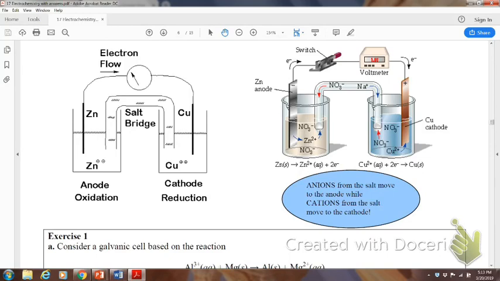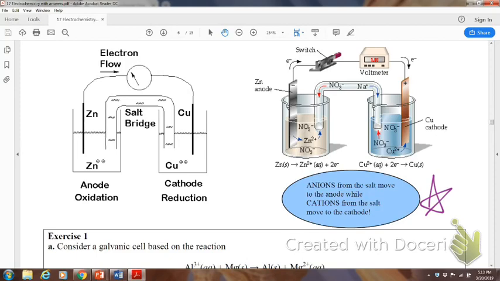Something that I want you to make note of is this right here, and that is the anions from the salt, that's talking about the salt bridge, are going to move to the anode, while the cations are going to move to the cathode. And that's because, of course, that cathode is having electrons deposited on it, and so it's going to interact with those electrons, and then in this case the copper 2+ is going to accept those 2 electrons and deposit copper metal onto the cathode itself.